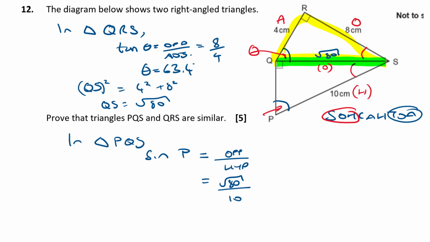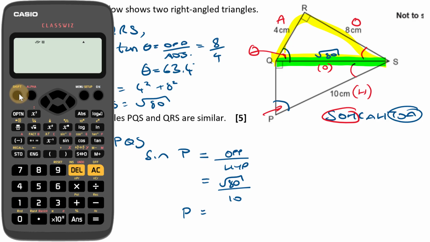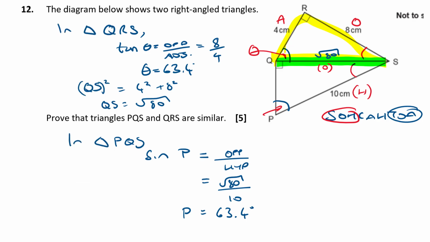Okay, so P is going to be the inverse sine of that, isn't it? So shift sine root 80 over 10. Now look, it's come out to be the same thing. It's 63.4. Okay, so again we've got to the point now where I think we can say that they are similar.